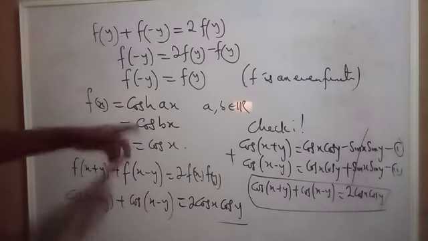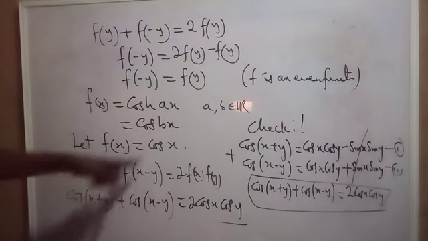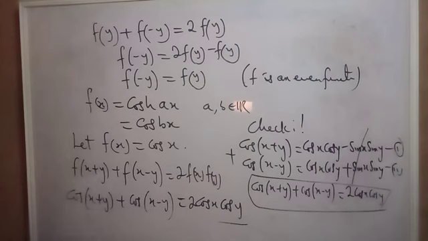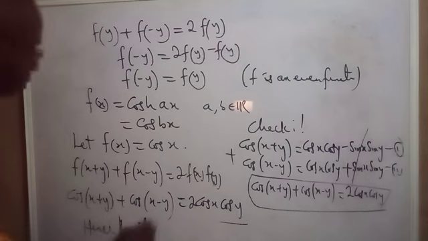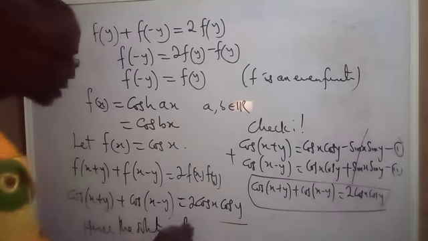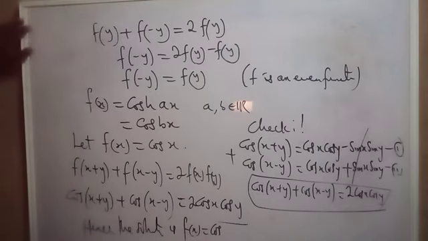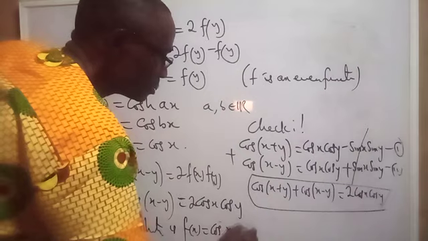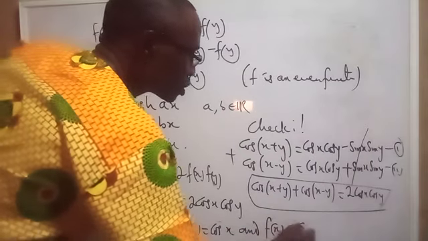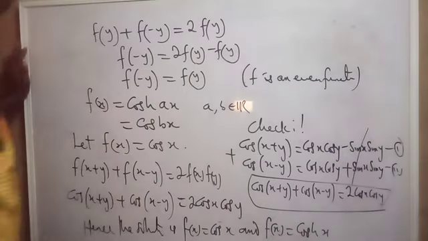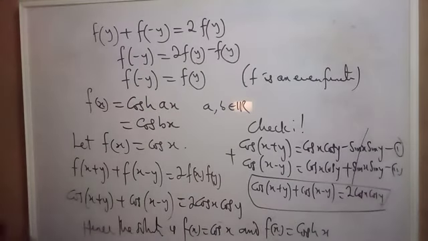So the solution of this expression is cos x, obviously. What actually simplifies this version is f of x equals cos x. Hence the solution is f of x is equal to cos x. With this, we have come to the end of this problem.